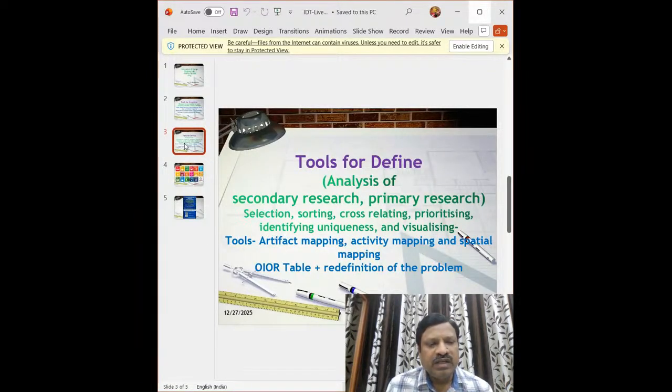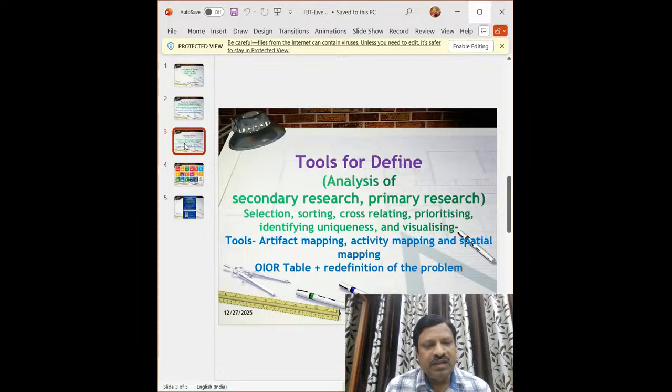Then we use one more table called the OI/OR table. OI/OR indicates what the observations are, what inferences are obtained from the observations, what opportunities there are for the designers to develop, and what the recommendations are. This table gives a clear picture of your problem, the opportunities, and how you, the designer, are going to develop a solution for the problem. So this makes the complete defining of the problem.